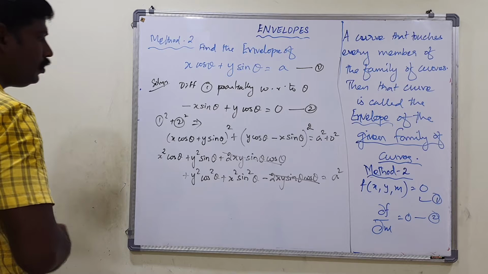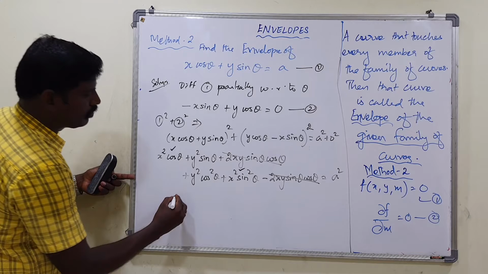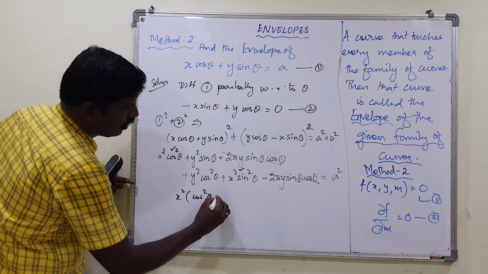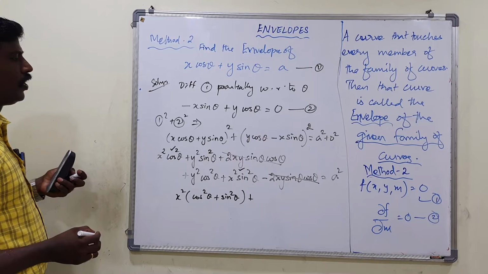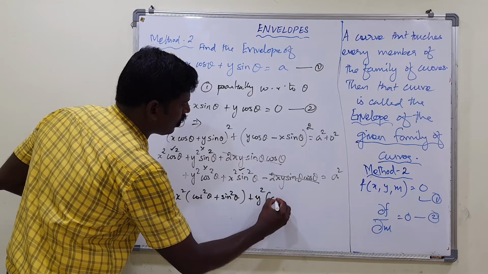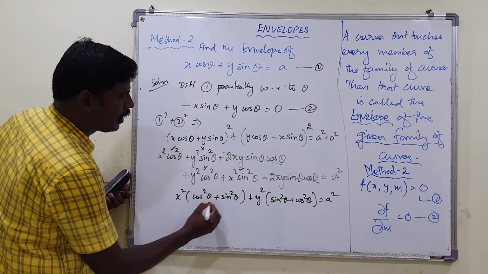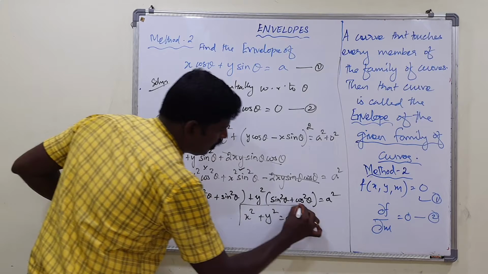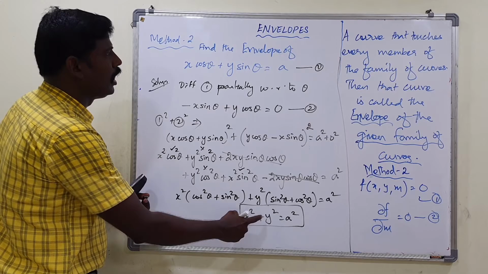Now there are two x square terms, so taking x square as common, we get cos square theta plus sin square theta. Similarly, y square is common between the other two terms, leaving sin square theta plus cos square theta. Both become 1. The answer is x square plus y square equal to a square. It is the standard form of a circle centered at the origin having radius a. This curve is the envelope of the given family of curves. That's all, by method 2 I solved this one.